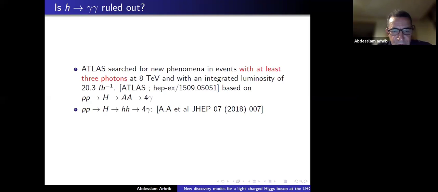But we took this search here, okay, and we applied it to our case. We require that the heavy Higgs decays to 2 CP-even, and the 2 CP-even go to 4 photons. I will try to convince you how we did this work. So if you go to the next slide.